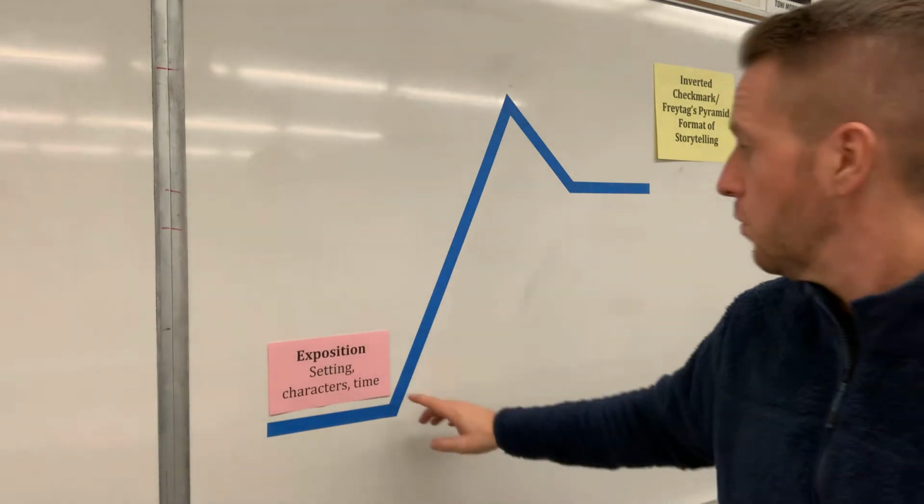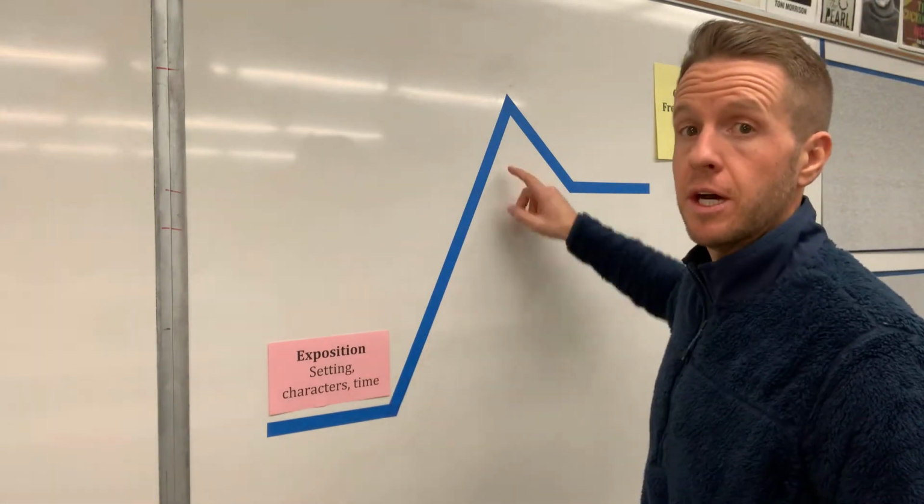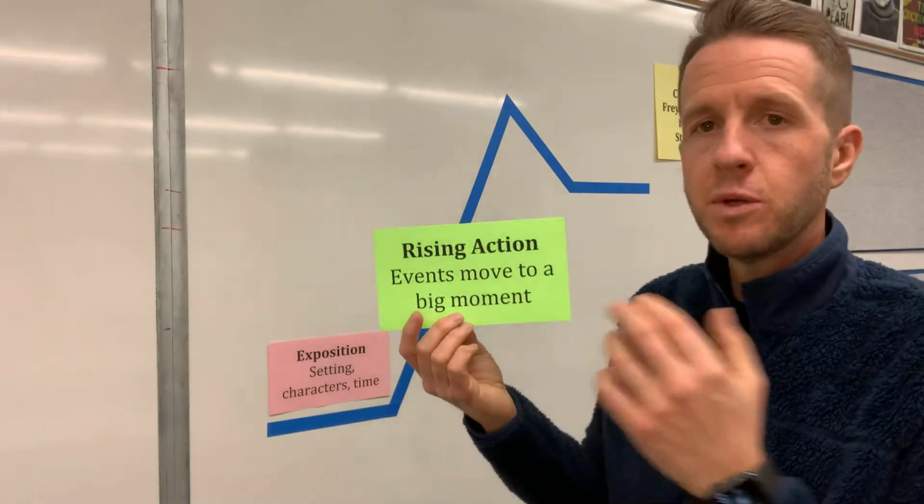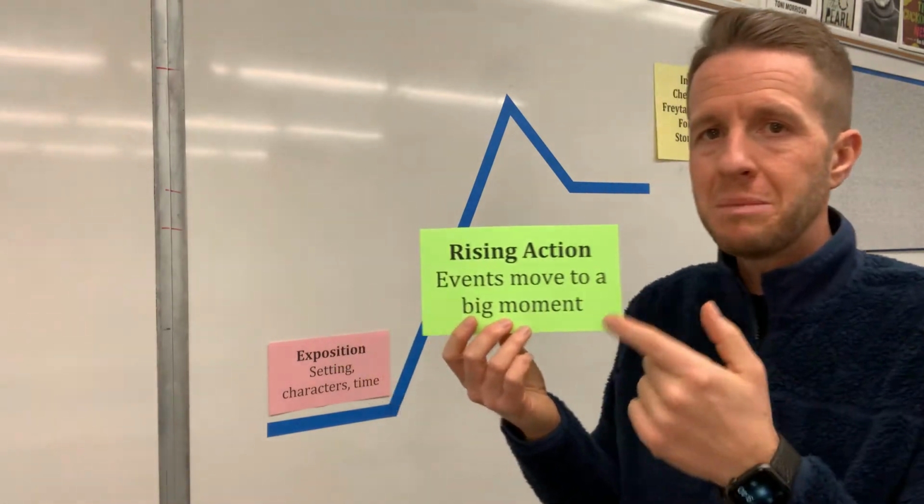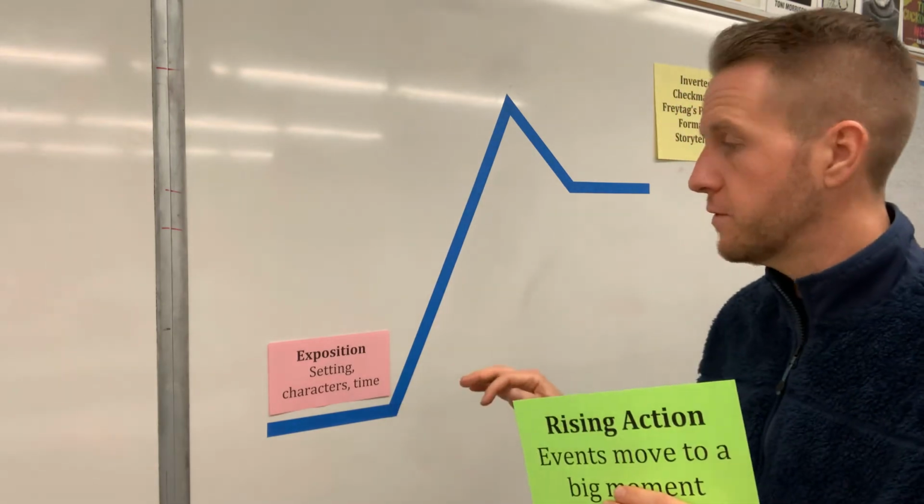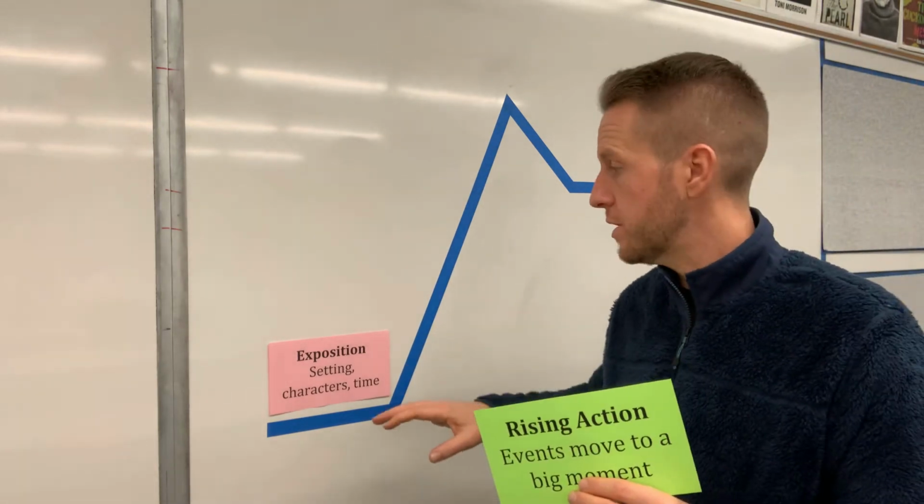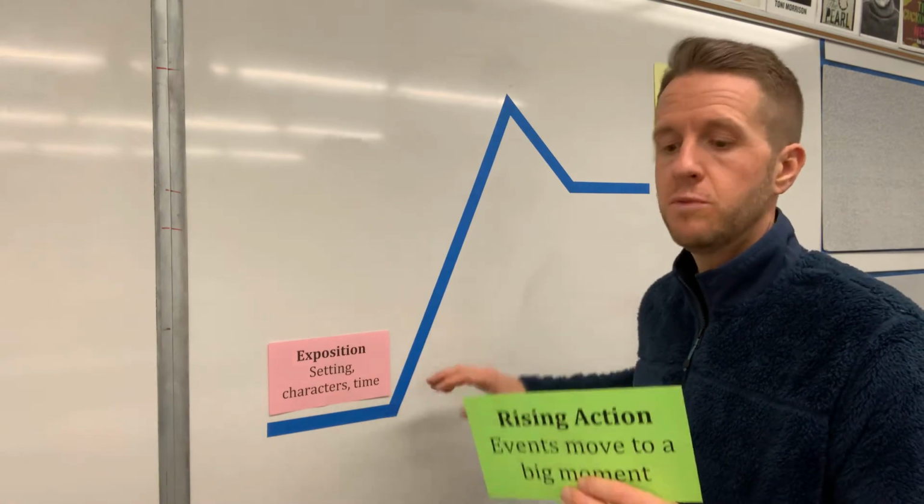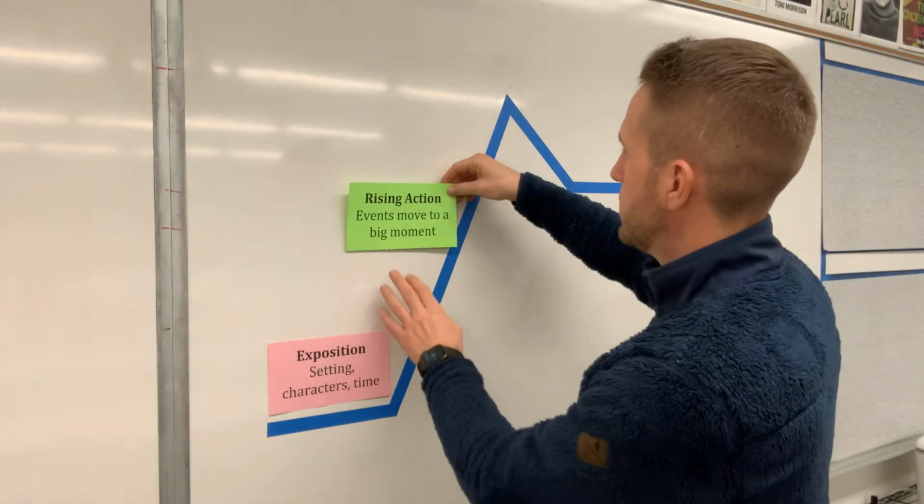Okay. Once we start going from the exposition section and up here, that is called the rising action section. This is when the events move to some big moment in the story. And this is going to be the meat of the story, the bulk of the story, hence the size of the line here. So the inverted checkmark storytelling structure is we start the readers off with an exposition section, then we have some kind of inciting event that moves us, okay, with rising action.